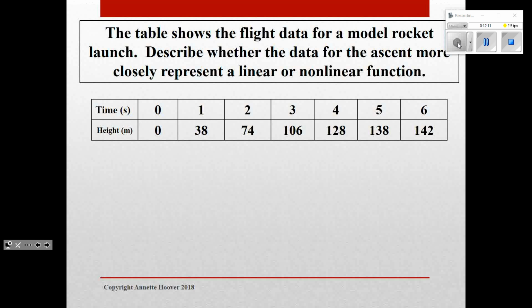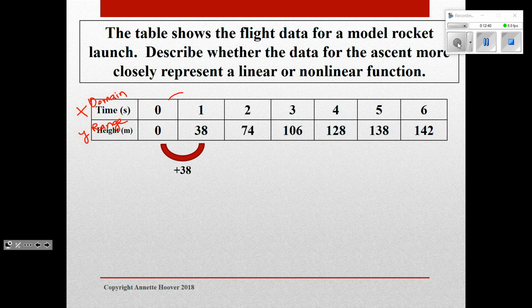Okay, so here is a table that shows the flight data for a model rocket launch. Describe whether the data for the ascent more closely represents a linear or a nonlinear function. So we look at this. Remember, when we have a table like this, the top row is the x, or the domain, and the bottom row is the y, or the range, and we need to see if there is a constant change in both. So if we look across the x values, we will see that each time it goes up by 1. Plus 1, plus 1, plus 1, plus 1, plus 1, plus 1. So there is a constant change in the x.